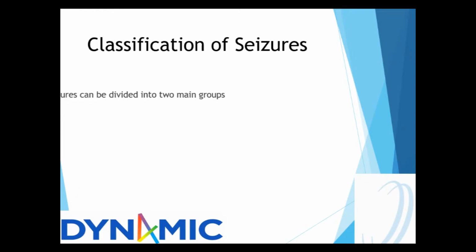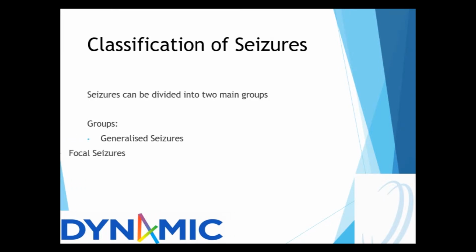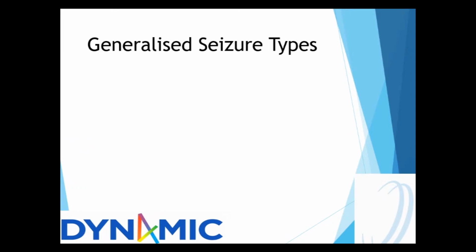Classification of seizures. Seizures can be divided into two main groups. The groups are generalized seizures and focal seizures. Generalized seizure types: tonic-clonic, typical absence, atonic, tonic, myoclonic.